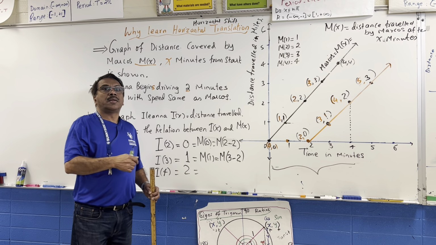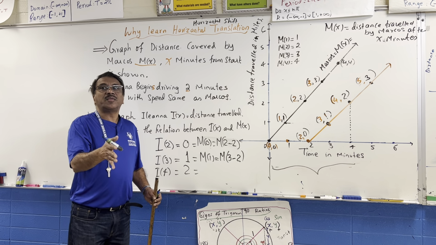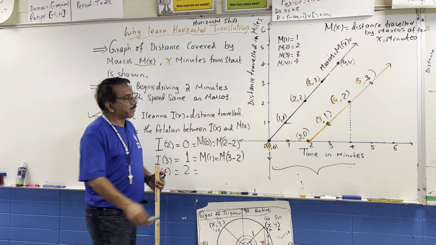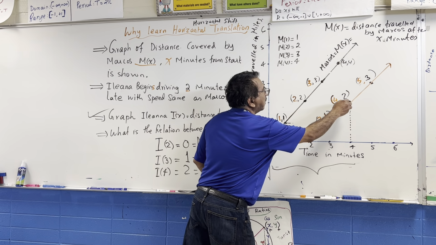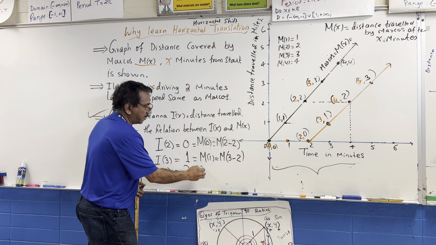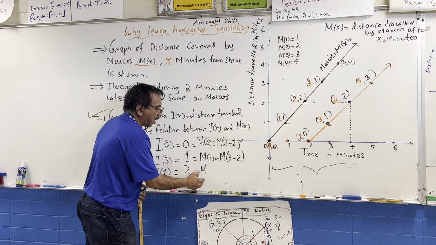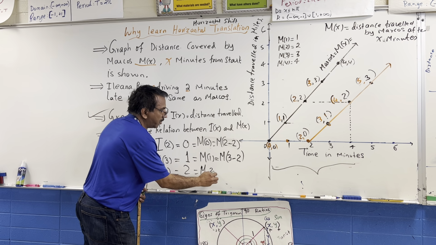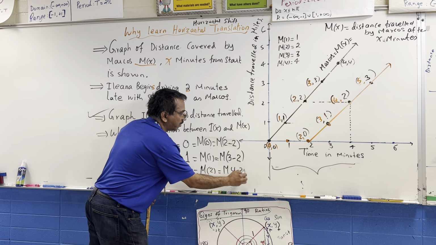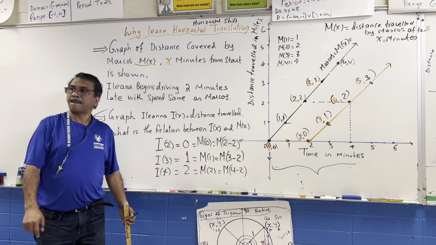But that distance was already being done by Marcus 2 minutes before. So it means Marcus has done already 2 minutes before. Look at this. So I can write this. It's the same distance traveled by Marcus in 2 minutes from the beginning. And this is same as 4 minus 2. Do you see that?